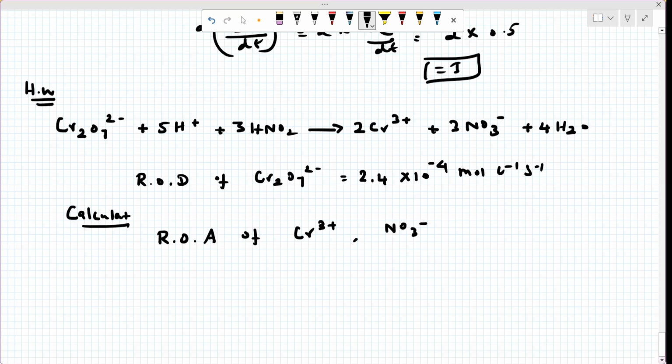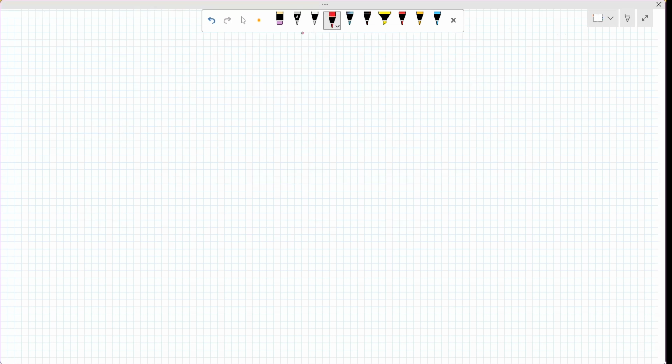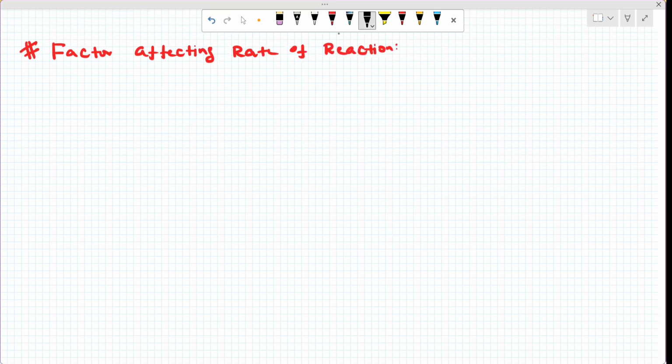Next one, please note. This topic is very important. That is called factors affecting rate of reaction. First one, concentration of reactants or product.